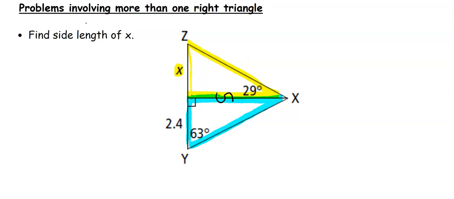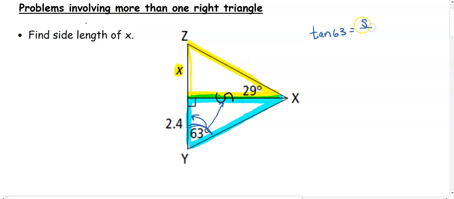and that's the strategy. So if this is the side I want to find, and this is the angle in my blue triangle, I'm going to use opposite and adjacent, which is our tangent ratio. So the tan of 63 equals the opposite, my shared side, divided by 2.4. And then I can calculate my shared side by calculating 2.4 multiplied by tan 63.